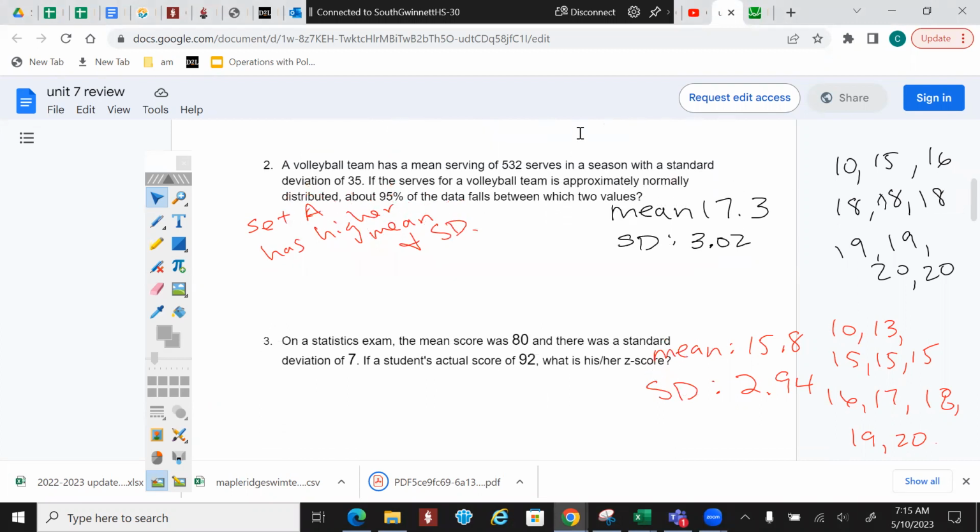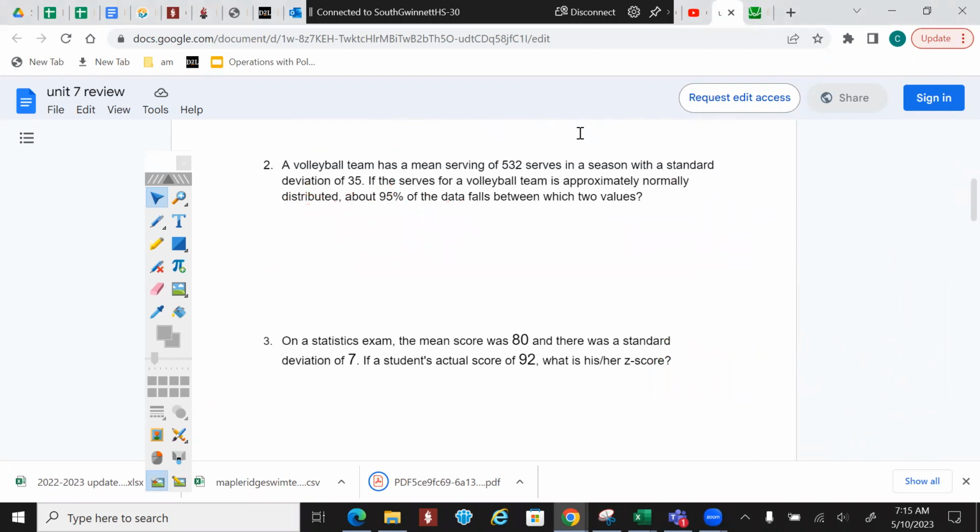All right, number 2. A volleyball team has a mean serve of 532 serves in a season with a standard deviation of 35. If the serves for a volleyball team is approximately normal, about 95% of the data falls between which 2 values? So on this one, you have to write a normal distribution. Okay. So the first thing you're going to do is draw a vertical line. You're going to write the mean, which was 532.